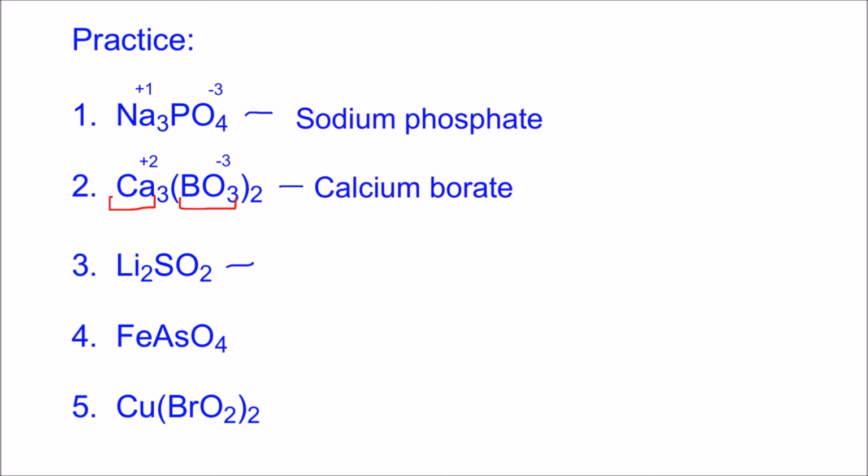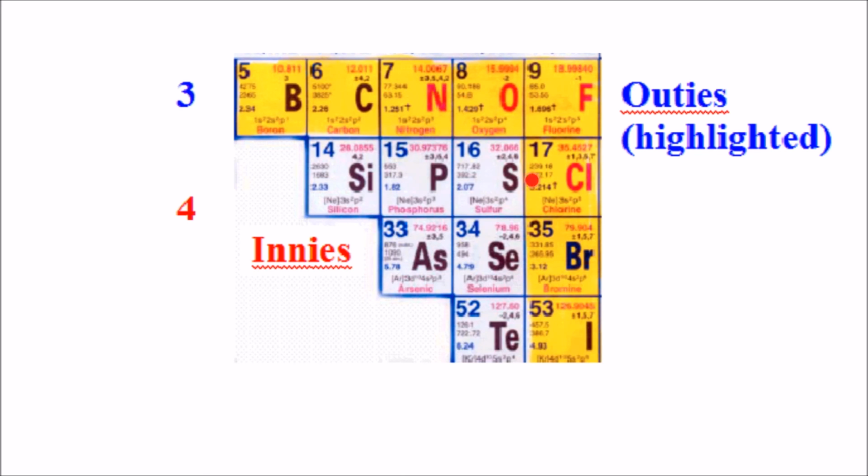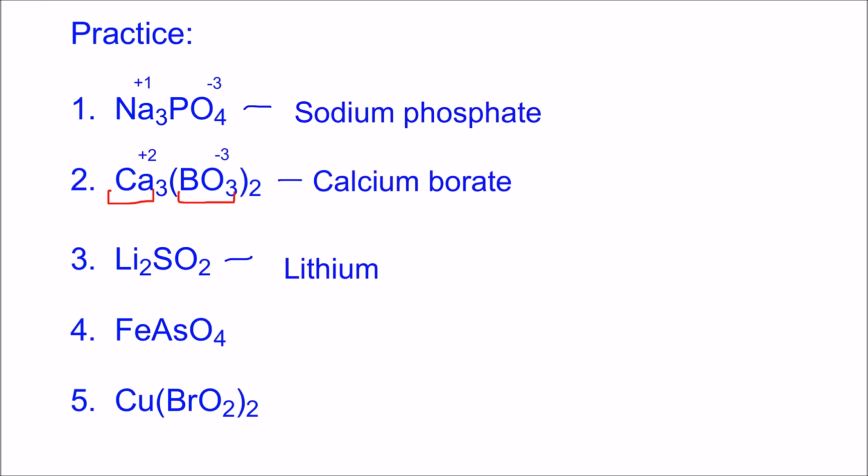We're going to look at the first element. It is a metal that has only one oxidation state. So we're going to say the name of the first element, lithium. Now we need the name of this polyatomic anion here. So we're going to use our any-outy rule to do it. We see that sulfur is an any and wants 4 oxygens. This sulfur has 2 oxygens.